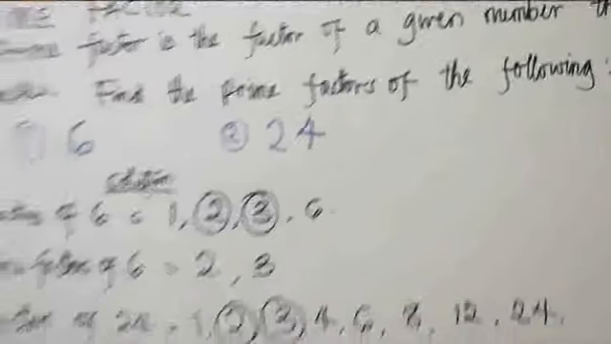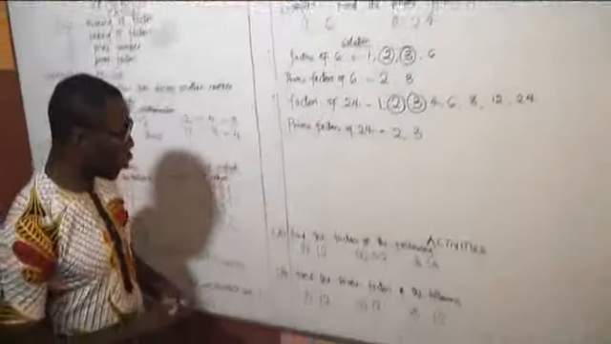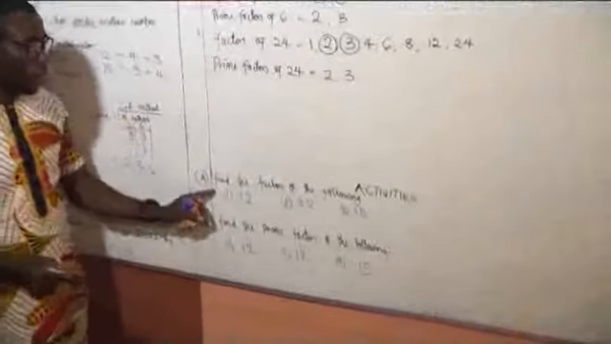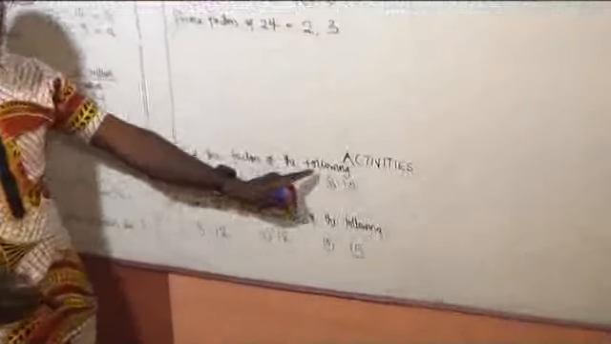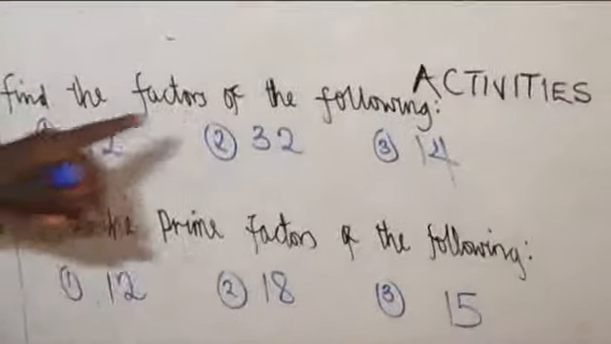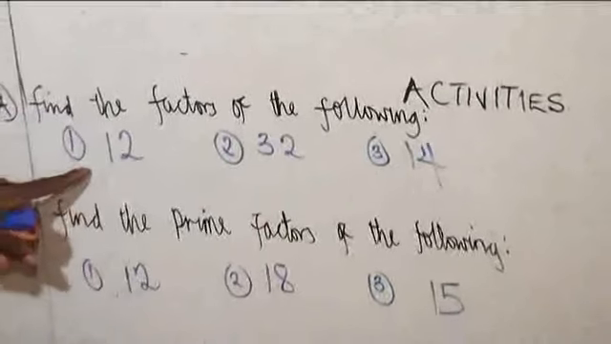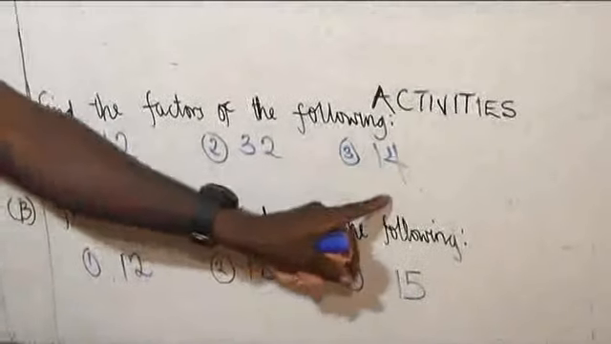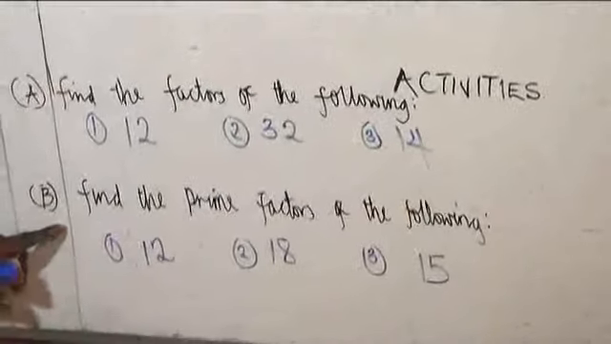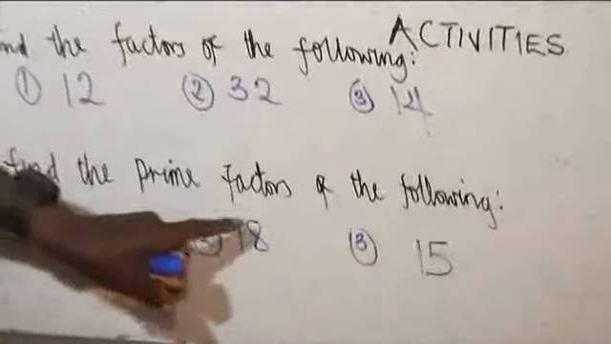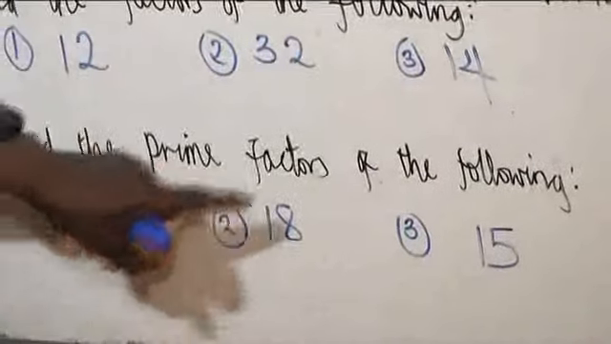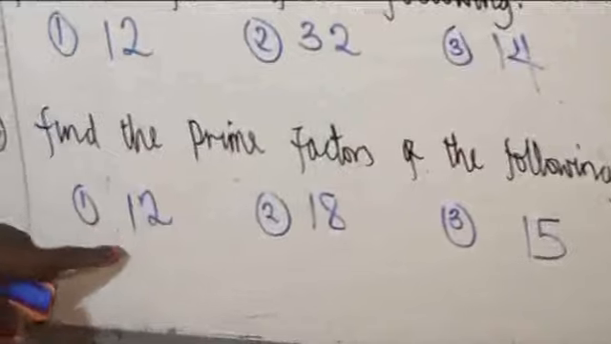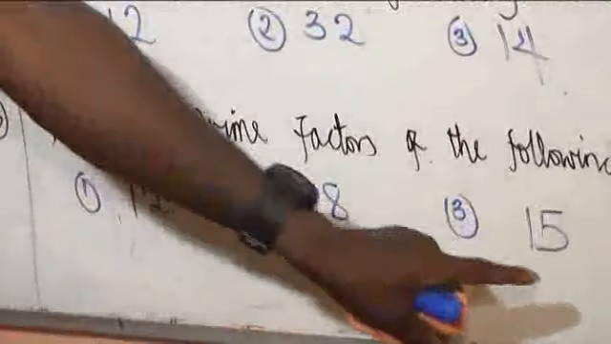I have some activities here for you to do at home. The first one is find the factors of the following: 12, 32, and 14. And the second one is find the prime factors of the following, which are 12, 18, and 15. Thank you very much.